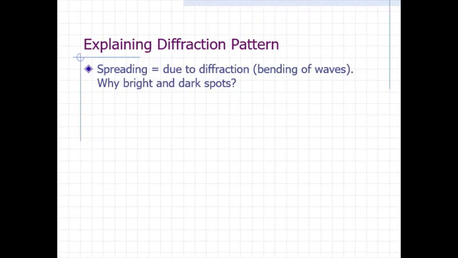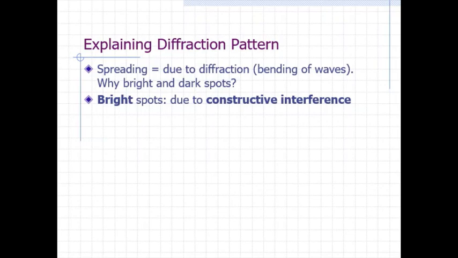The spreading of light on the screen is due to diffraction or bending of waves. But why do we see bright and dark spots instead of just one spot that monotonically diminishes in brightness as you move away from the center? A location on the screen is bright if the light waves hitting that location are in sync. We say that there is constructive interference of the waves.